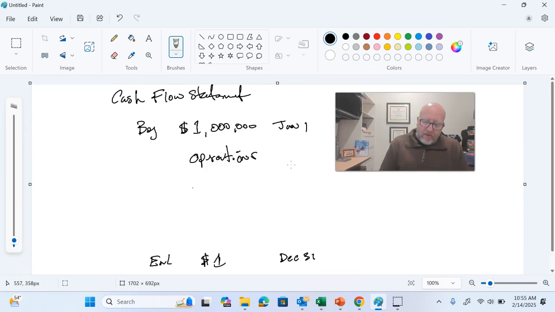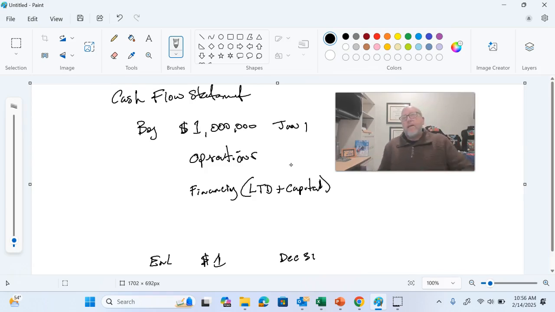Then it would have the financing section. The financing section would be how much cash did I get from borrowing money, and how much cash did I get from selling stock? Financing would be long-term debt and all of my capital or equity. Did I sell stock? Did I borrow money? Did I pay money back to a bank that I owed money? But anyway, that's the second category.